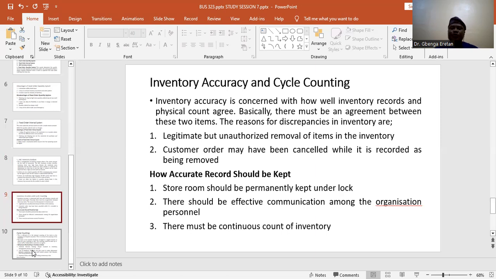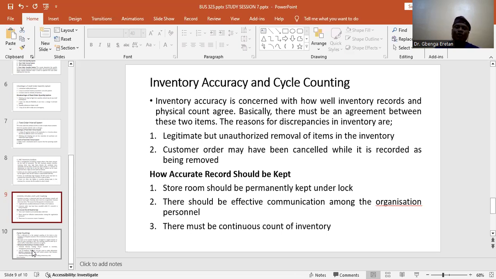Now, if they do not agree, what happens? We refer to it as discrepancies in the inventory. Where the record stock does not agree with the physical stock, we say there are discrepancies in the inventory. And what could cause discrepancies in the inventory? Number one, legitimate but unauthorized removal of items in the inventory. Meaning that some people may need items and you remove those items to sell to customers, but you did not write them down. You did not obtain proper approval for the proper flow of such items. You could cause disparity in the inventory.